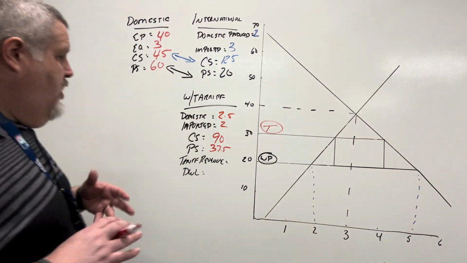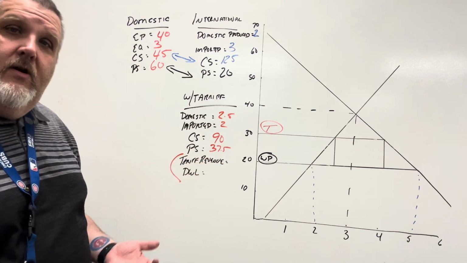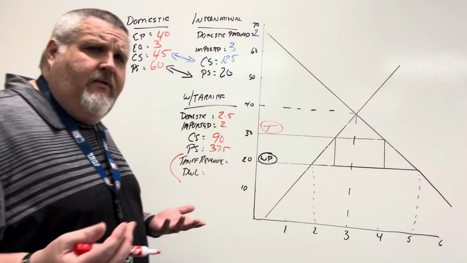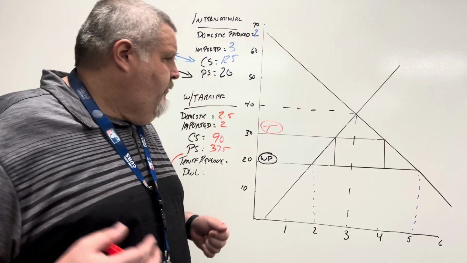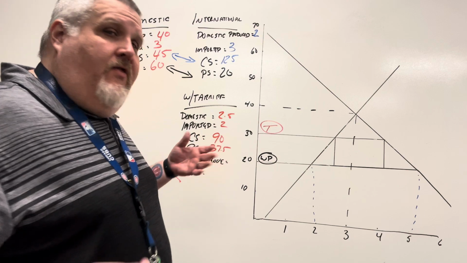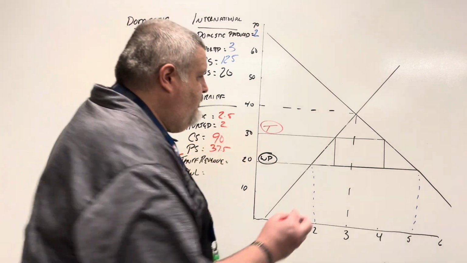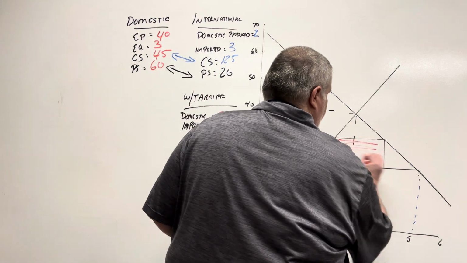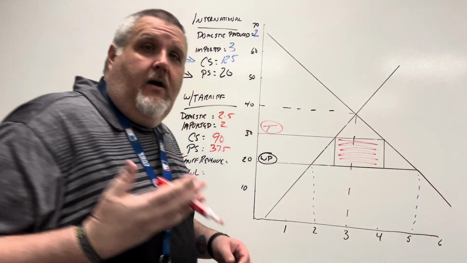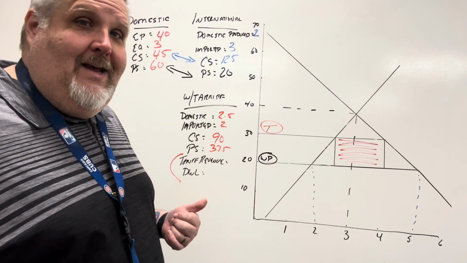Now, the new stuff is our tariff revenue and our deadweight loss. Tariff revenue, how much is the government taking in now? So we said 2.5 to 4.5, right? Okay, that's 2 times 10. So this box right here is our tariff revenue. That's how much the government's taking in. 2 times 10 is going to be 20.